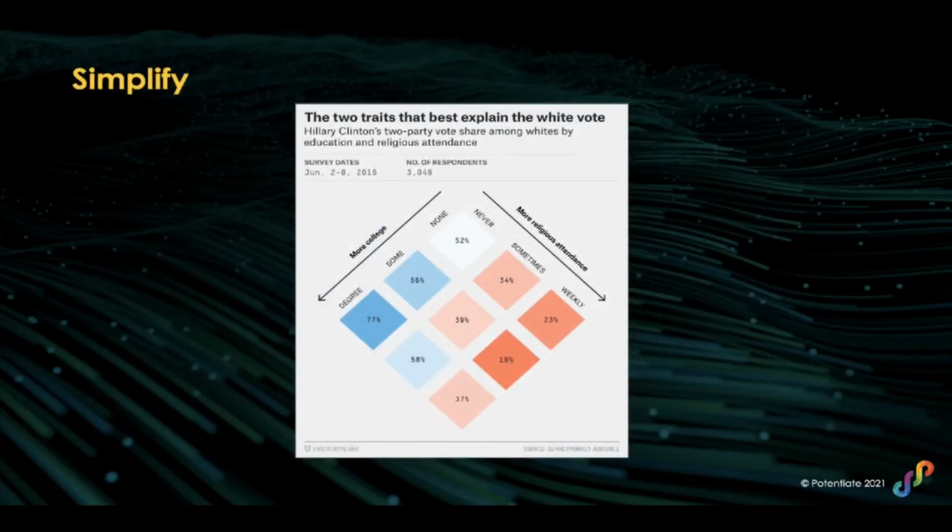Simplify is really important, and this is quite a nice example from the 538 site from Nate Silver's analysis of politics, and this is looking at what best explains Hillary Clinton's vote in the presidential election when she was standing for election against President Trump. And the data has been simplified down in several ways. First, two factors: more college, and people who've got a degree, people who have got some college, and people who have got no college. And religious attendance, people who never attend, people who sometimes attend, people who attend every week.